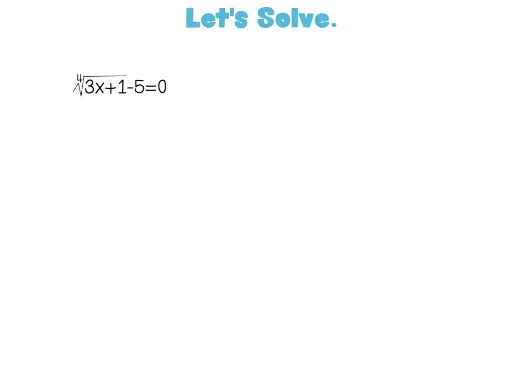Let's look at another example. Again, the goal is to solve and get x alone. I'm going to add 5. Now I want to get rid of that fourth root, so I'm going to raise everything to the 4th power. They will cancel on the left. 5 to the 4th is 625. Subtract 1 and divide by 3.